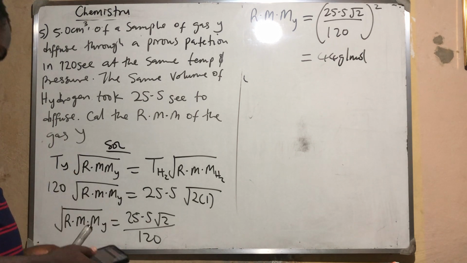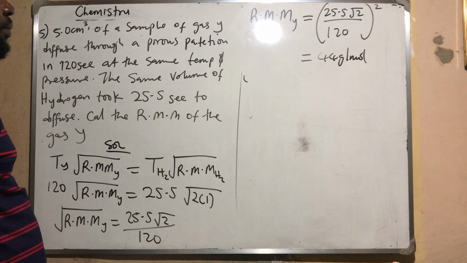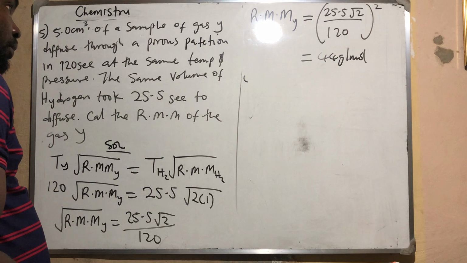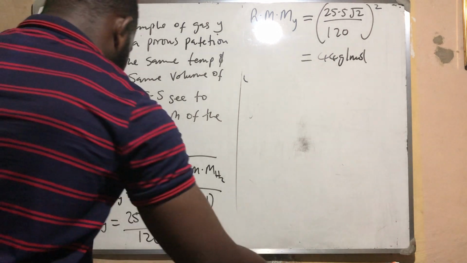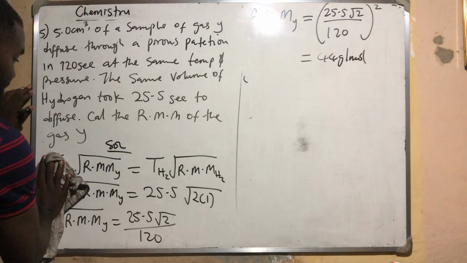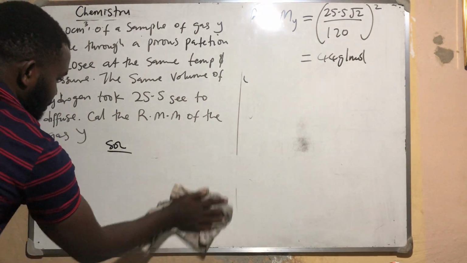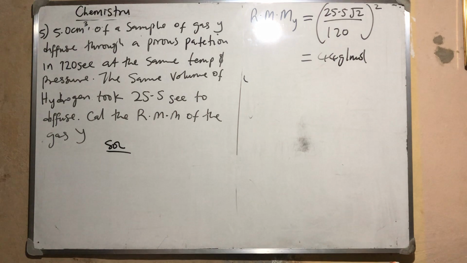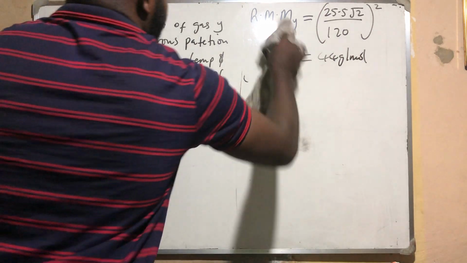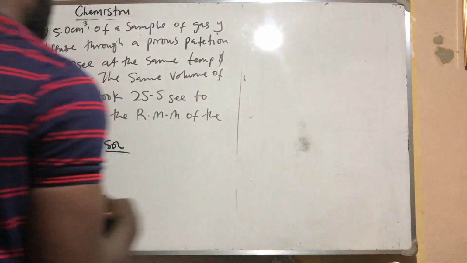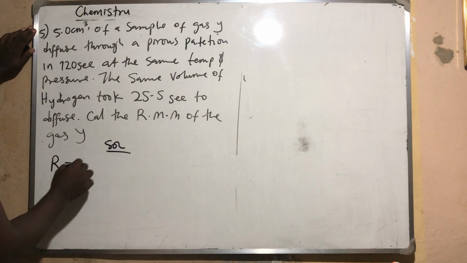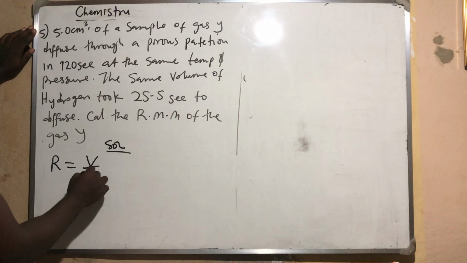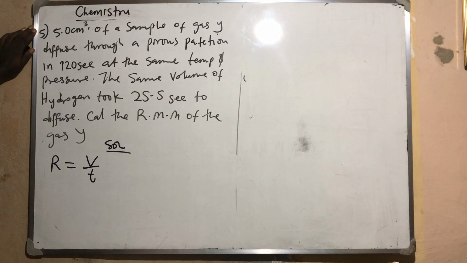So let me check again. Sorry, the time is inversely proportional. So I, sorry, it's directly proportional. So I was the one that made a mistake. Sorry, this is not correct. We know that relative molecular mass is volume over time. So time is inversely proportional. So what do we have?